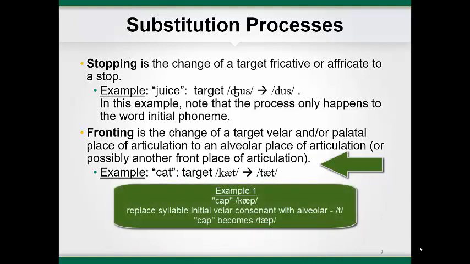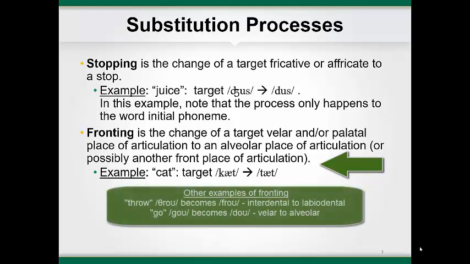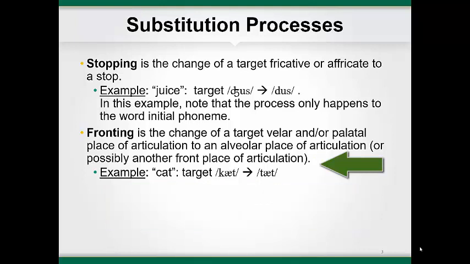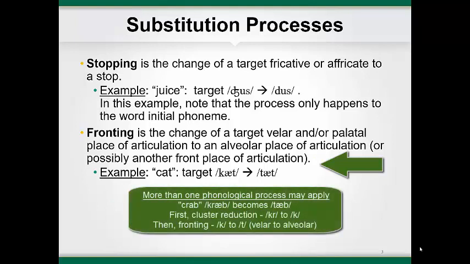So, if the phonological process of fronting were applied to the k sound in the word cap, the child would produce cap as tap. Additional examples of fronting include the production of throw as fro and the production of go as dough. In addition, more than one phonological process may apply. So, for example, the production of the word crab as tab would reflect both the process of cluster reduction from cr to just k in the onset, and then fronting from k to t.